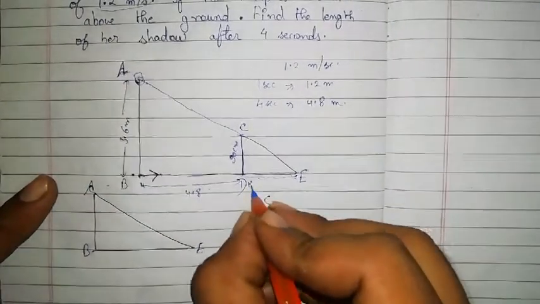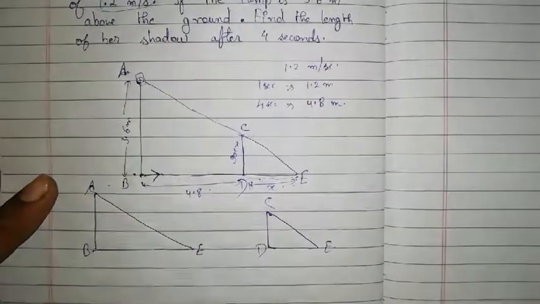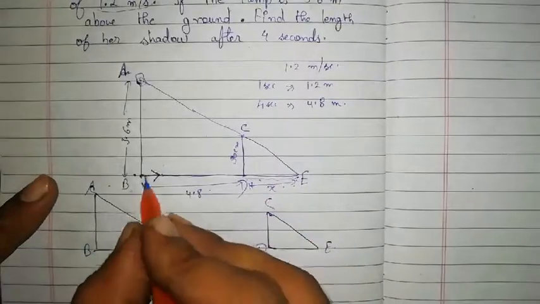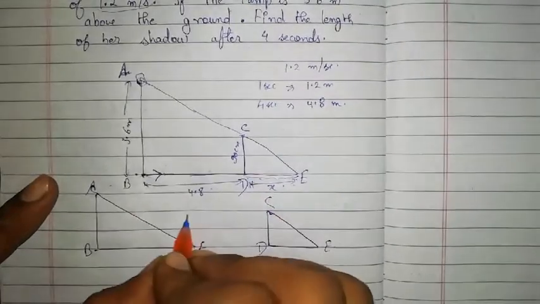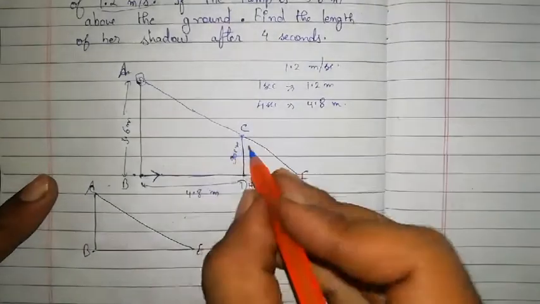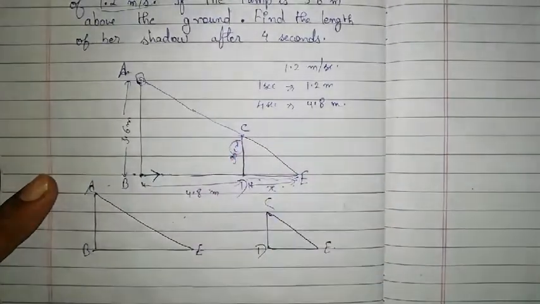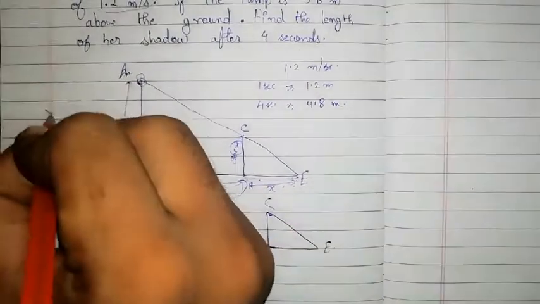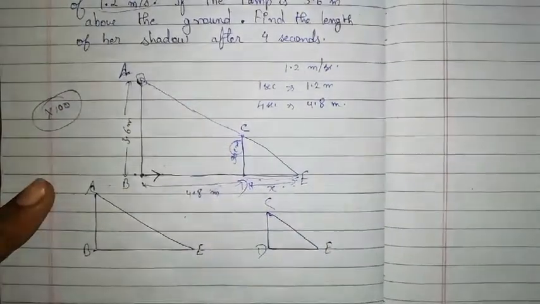It means that DE is what? X. Okay, so the distance covered by the girl in 4 seconds is from B to D, and this will be 4.8. This is meter. The unit is very important because her height is 90 centimeter, and these are given in meter. So later on we will convert the meter into centimeter by multiplying 100. Remember this.